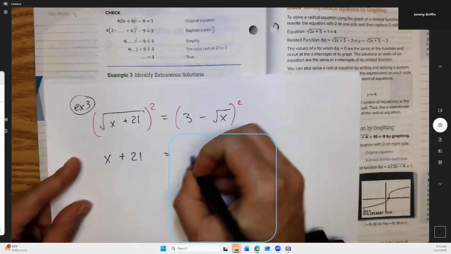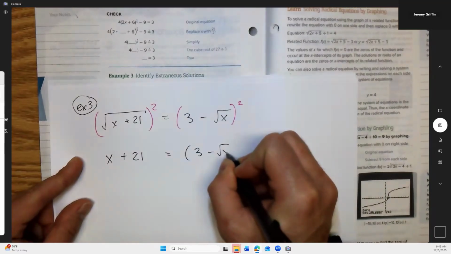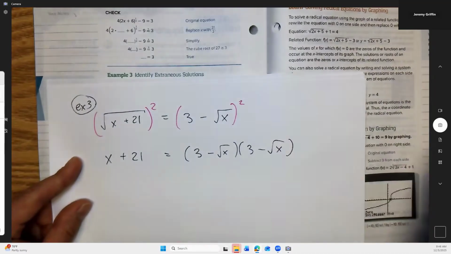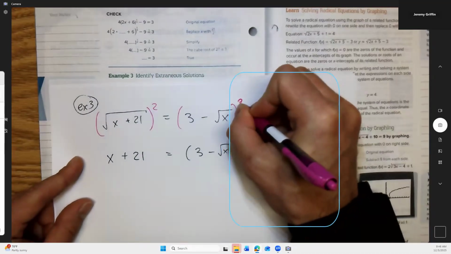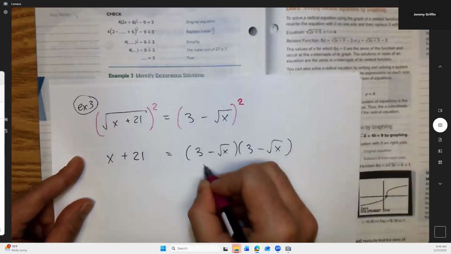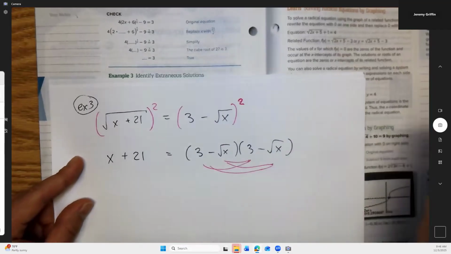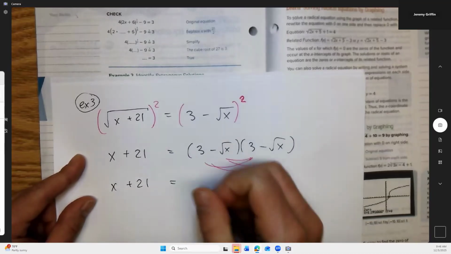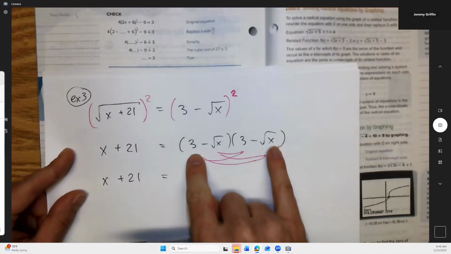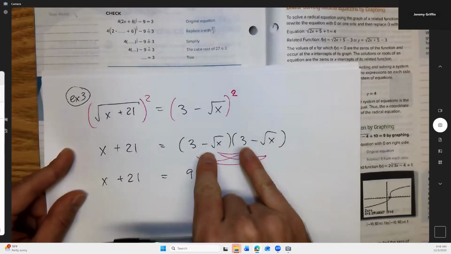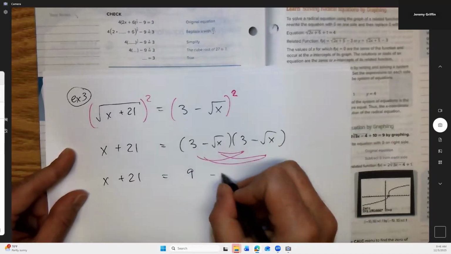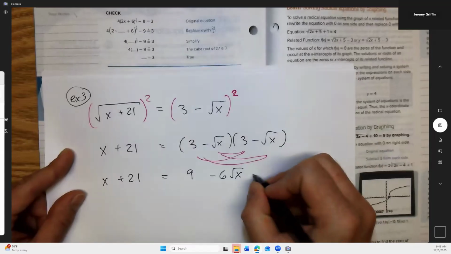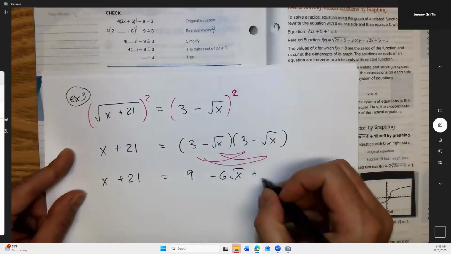But the right side, isn't this really, I'll rewrite this as 3 minus 3 root x times 3 minus 3 root x. Isn't that what 3 minus 3 root x being squared would look like? Okay, is that okay? And then you can go first, outside, inside, last. So x plus 21 equals 3 times 3 is 9. Outside, inside. Isn't this negative 3 root x and then another negative 3 root x that gives you negative 6 root x? And then negative root x times negative root x: negative, negative makes a positive, and root squared makes just plain x.